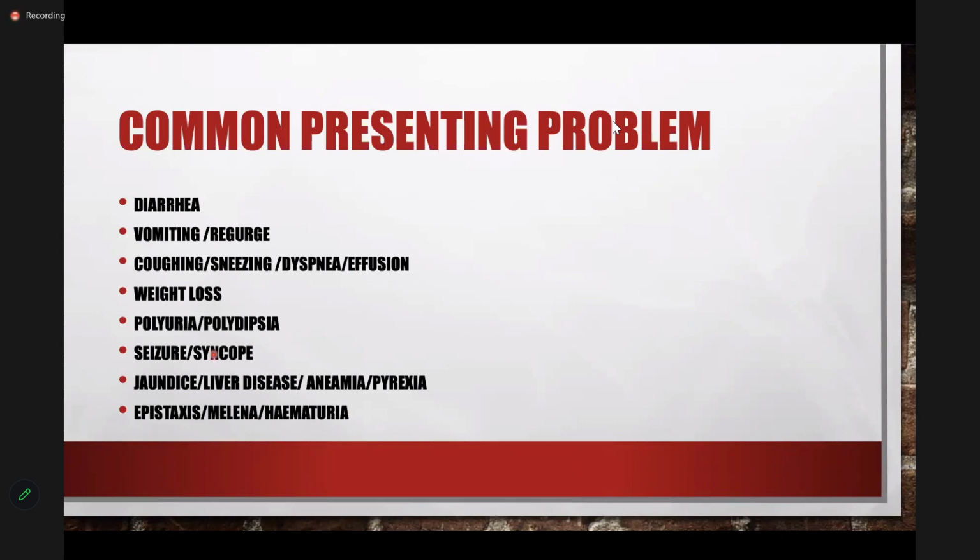Jaundice, alam niyo na yung jaundice, di ba? Yung nagyayellow yung skin, yung gums. Jaundice is usually because of liver disease, but jaundice is not always because of liver disease. Jaundice can also be because of hemolytic anemia. Okay, so remember that. Jaundice is not always liver. Jaundice can also be caused by hemolytic anemia.